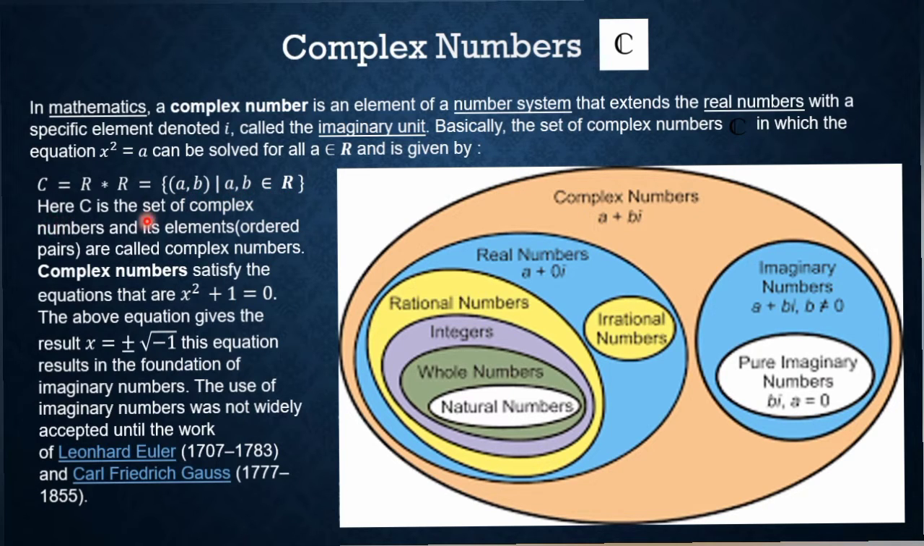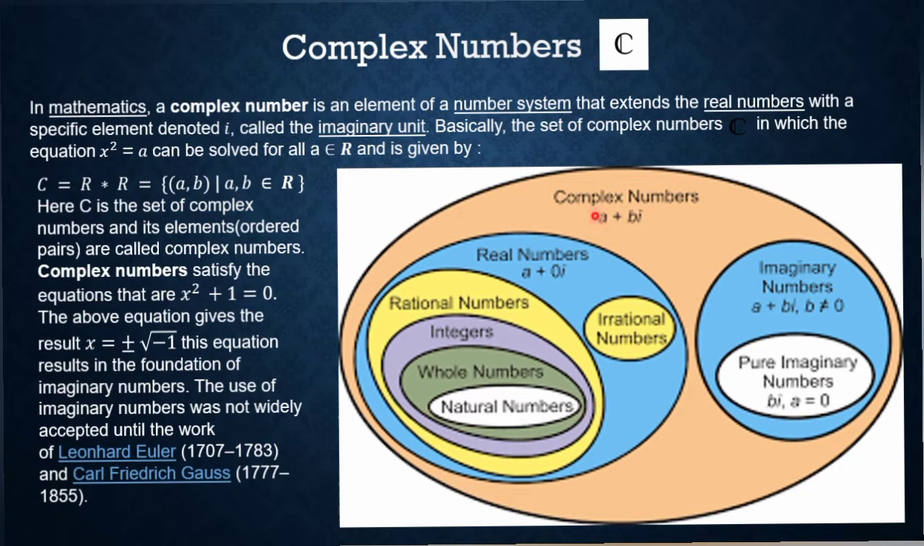Here C is the set of complex numbers, and its elements are ordered pairs that are called complex numbers. Complex numbers satisfy the equation x squared plus 1 equals 0. The above equation gives the result x equals plus or minus the square root of minus 1. This equation results in the foundation of imaginary numbers. The use of imaginary numbers was not widely accepted until the work of Leonhard Euler and Carl Friedrich Gauss.